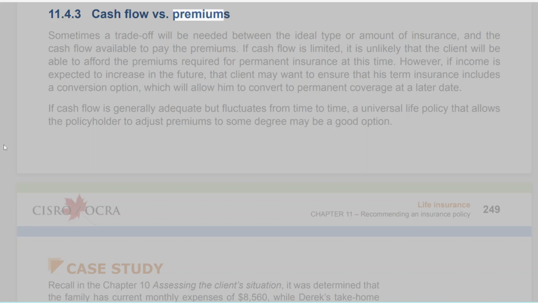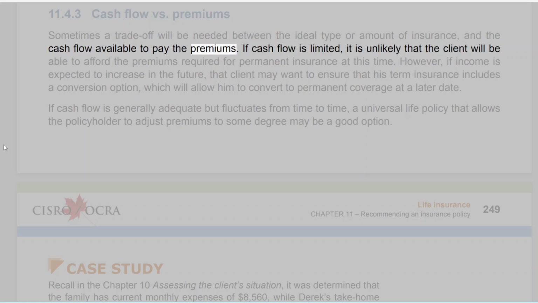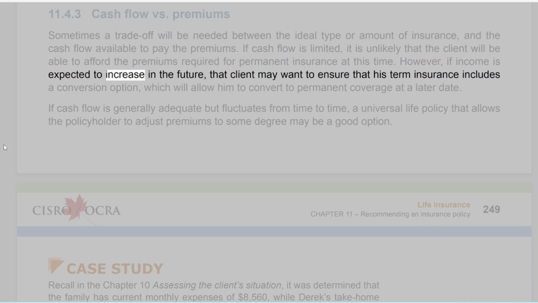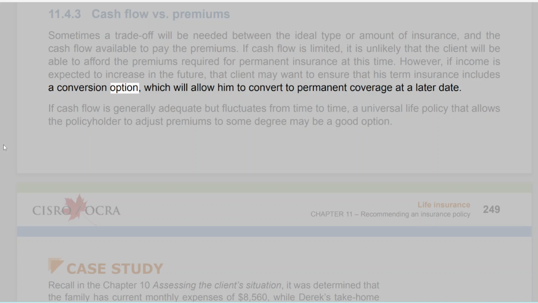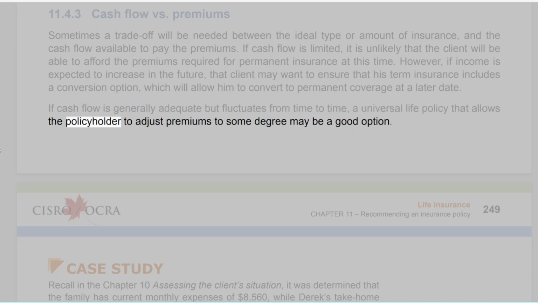1.4.3 Cash flow versus premiums. Sometimes a trade-off will be needed between the ideal type or amount of insurance and the cash flow available to pay the premiums. If cash flow is limited, it is unlikely that the client will be able to afford the premiums required for permanent insurance at this time. However, if income is expected to increase in the future, the client may want to ensure that his term insurance includes a conversion option, which will allow him to convert to permanent coverage at a later date. If cash flow is generally adequate but fluctuates from time to time, a universal life policy that allows the policyholder to adjust premiums to some degree may be a good option.